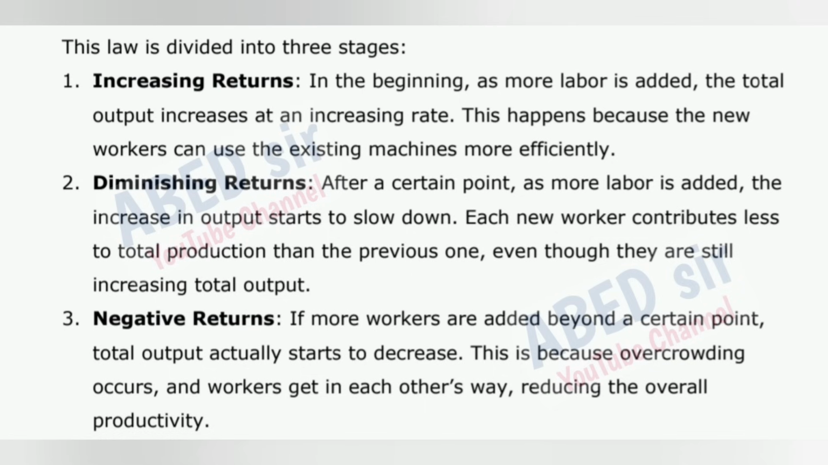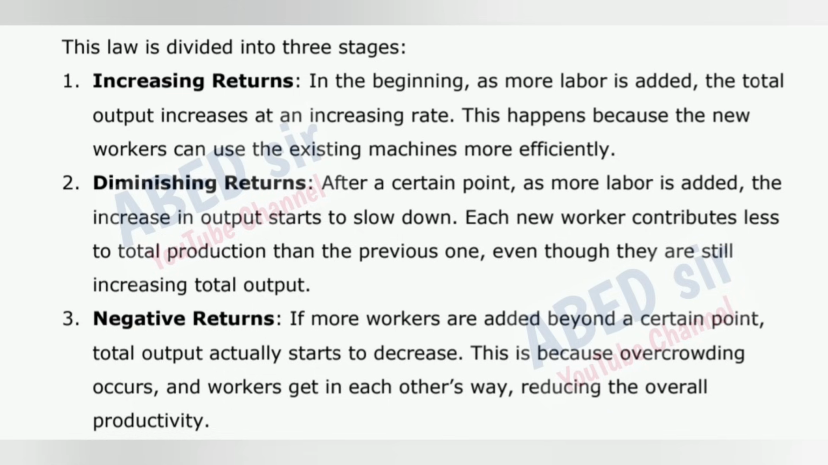1. Increasing returns. In the beginning, as more labor is added, the total output increases at an increasing rate. This happens because the new workers can use the existing machines more efficiently. 2. Diminishing returns. After a certain point, as more labor is added, the increase in output starts to slow down.